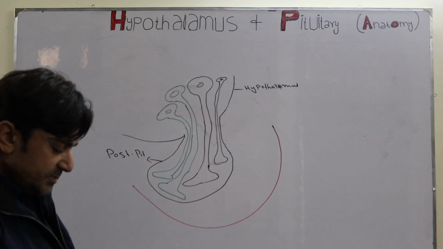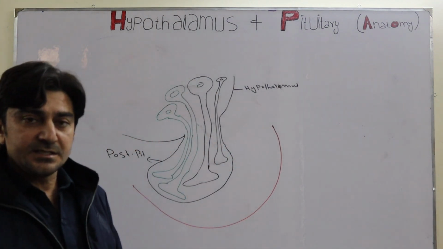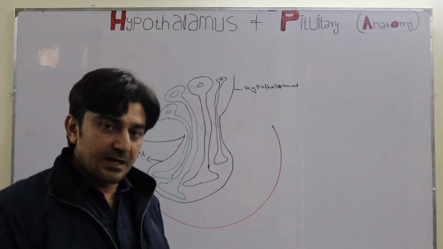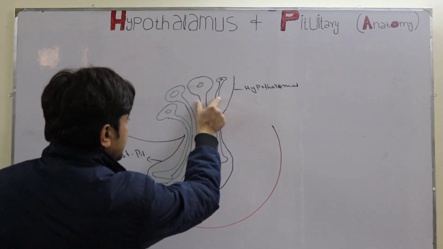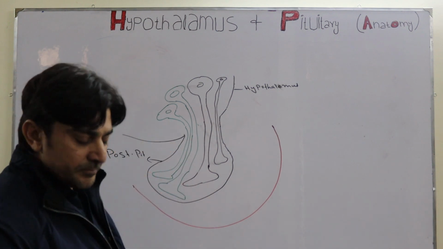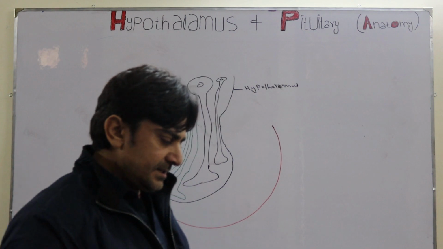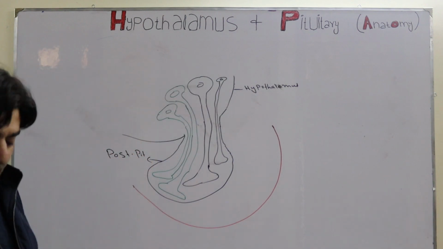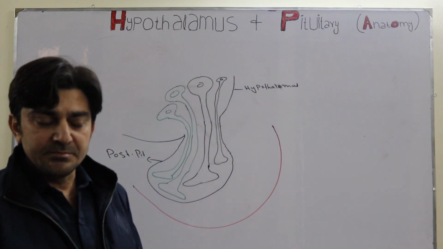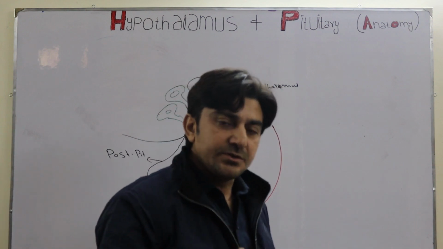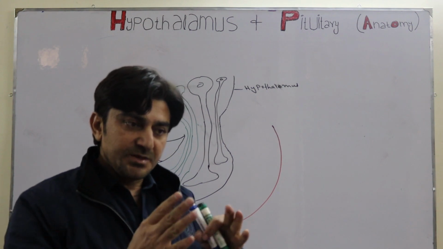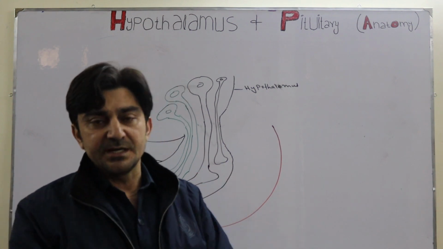Now, as I told you, the posterior pituitary doesn't by itself produce any hormone, it just stores two hormones. One is ADH and another one is oxytocin. So let's suppose these are the neurons which synthesize ADH, and these are the neurons which synthesize oxytocin. Both ADH and oxytocin are peptide hormones, and peptides are produced as a result of gene expression. The gene is expressed, messenger RNA is produced. This messenger RNA from the nucleus moves into the cytoplasm. In the cytoplasm it makes protein, and that protein undergoes further structural modification and becomes a peptide hormone.